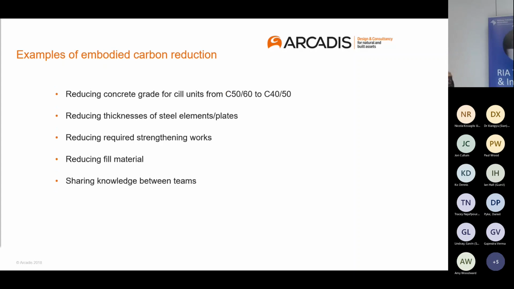So, some examples of carbon reduction. We have been reducing the concrete grade from sill units from C50/60 to C40/50. We've been reducing the thicknesses of steel elements and plates, and I've got an example on the next page to show you when we did that. We're reducing the required strengthening works and the fill materials that we use. And again, probably above all, we're trying to share knowledge between our teams so that the next time we pick up the same design, we can implement it and it's almost standard procedure.